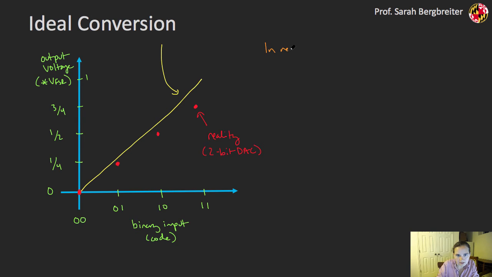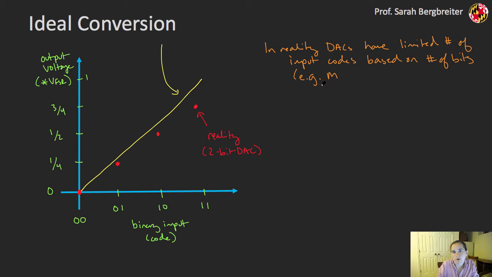In reality, these DACs are going to have a limited number of input codes based on the number of bits associated with the DAC. In this example, M was equal to 2, and code 00 went to 0 volts. Let's say I have a VFSR, for grins, equal to 5 volts. So 0, 0 converted to 0 volts. 0, 1 would convert to 1/4 of that, so 1.25 volts. 1, 0 would convert to 2.5 volts, and 1, 1 would convert to 3.75 volts.